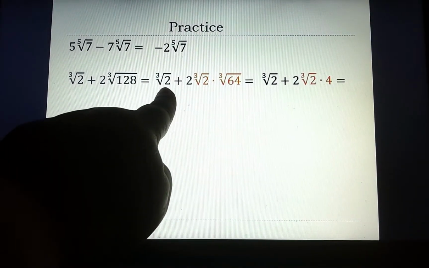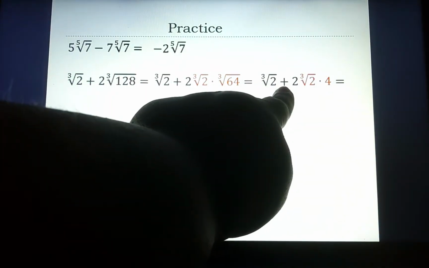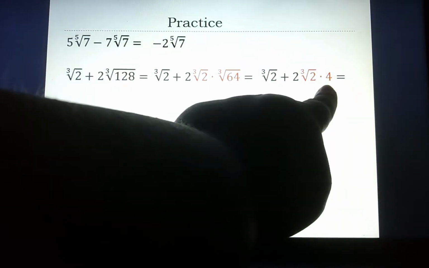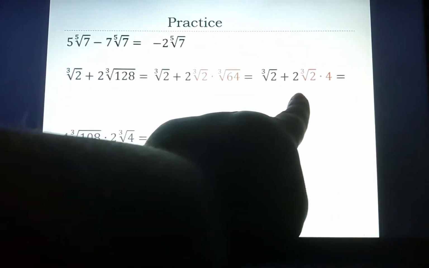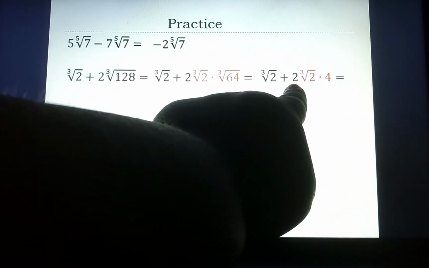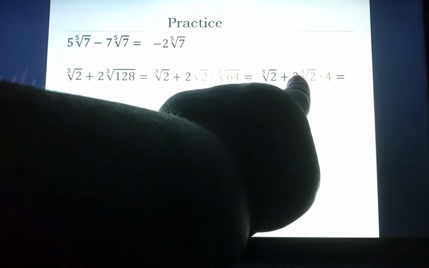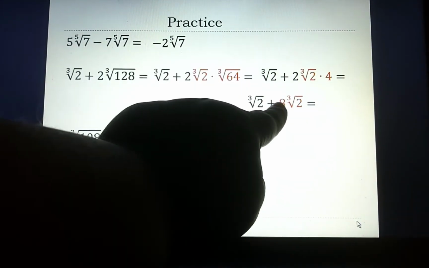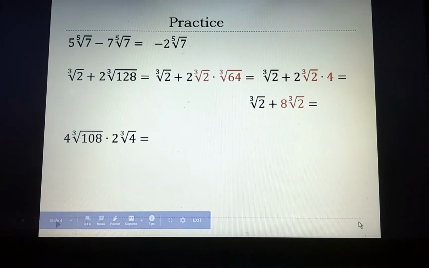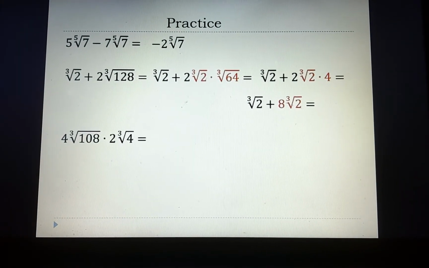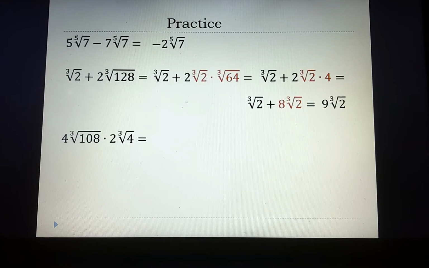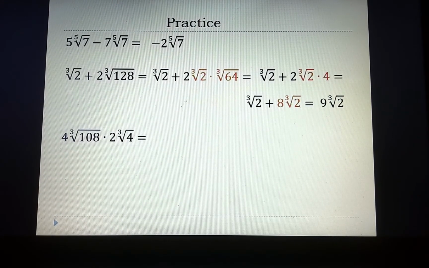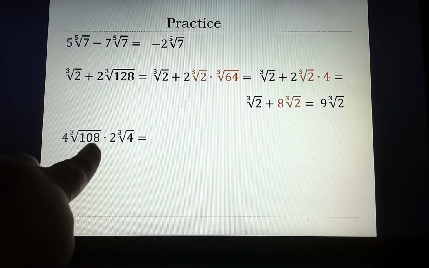Okay, so again, I wrote the part in black down again. Kept this third root of 2 because I need that. This became a 4. Now, I have to multiply that 4 and that 2 because this is all one number over here. So it becomes the third root of 2 plus 8 times the third root of 2. And now I just add the coefficients. So I have 9 times the third root of 2. Okay, next problem.